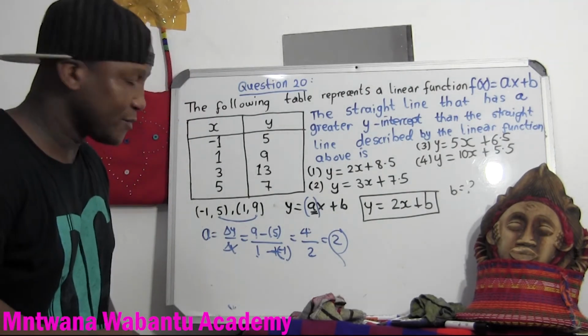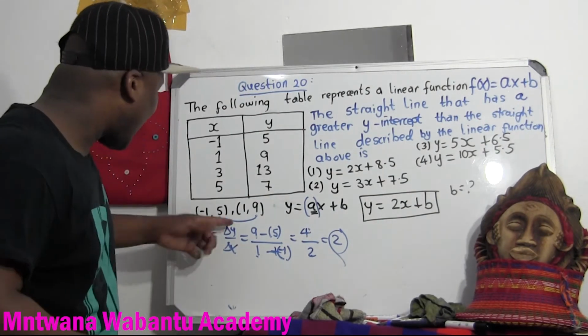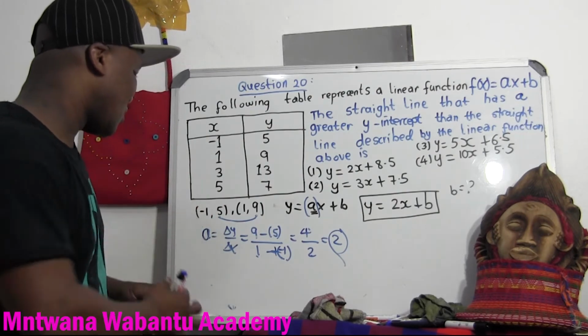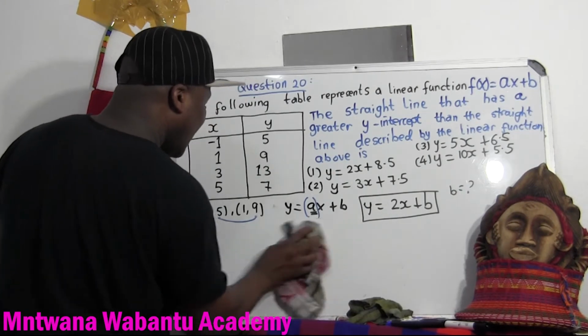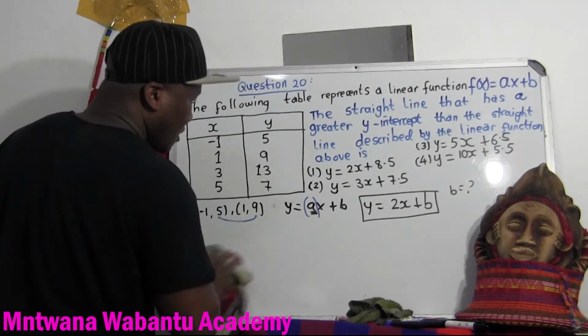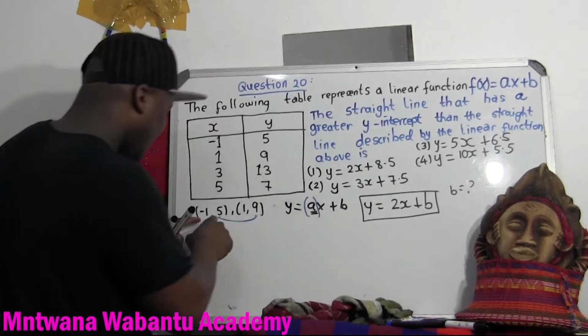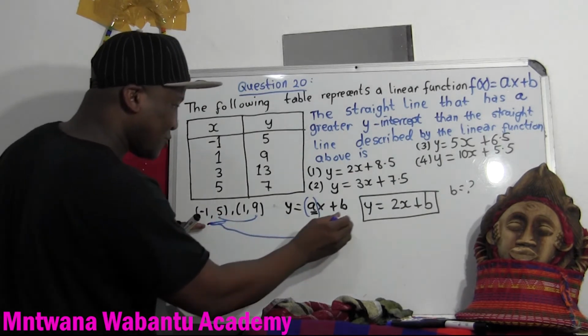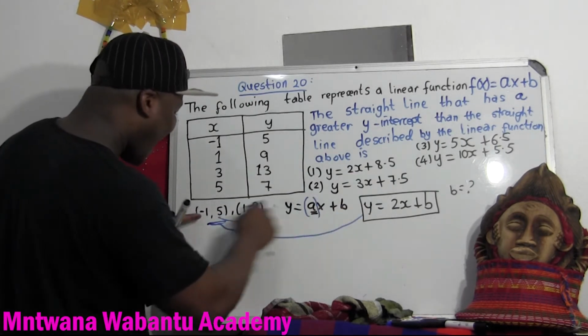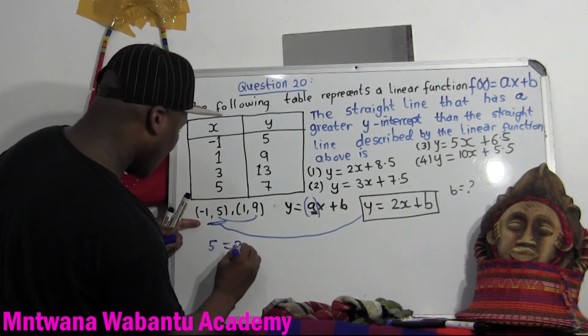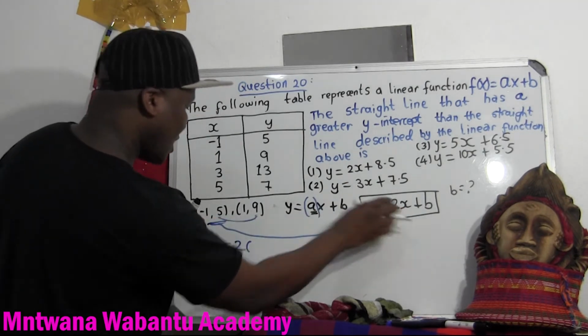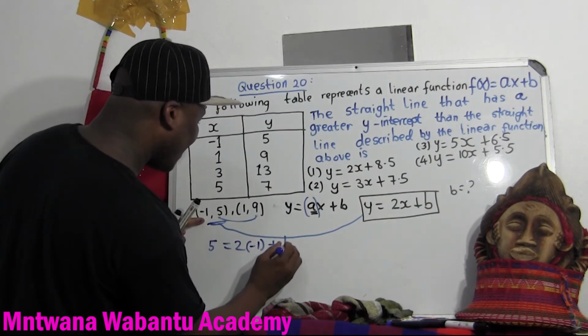Let me take, for example, the first one. You can take any of these two. I'm going to take this and substitute in this equation. What is the value of y? y equals 5, so you say 5 equals 2. What is the value of x? x equals negative 1. So multiply by negative 1 and then plus b.